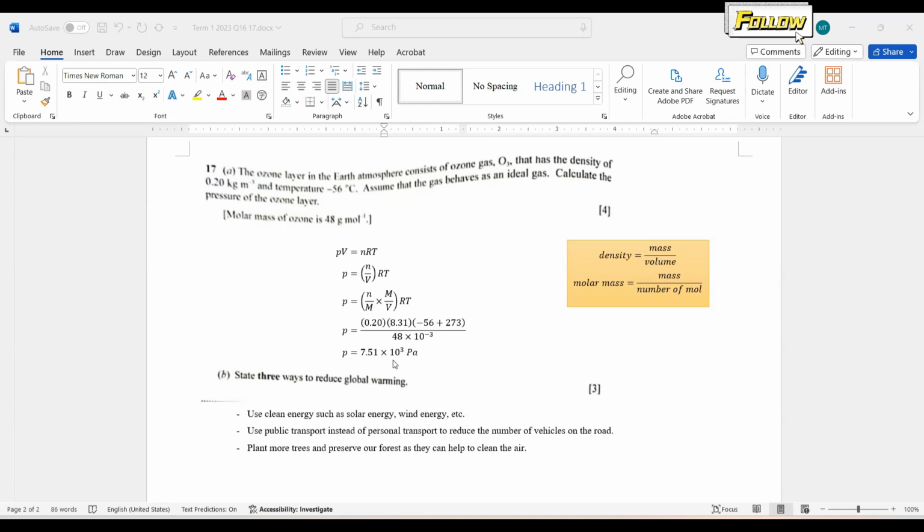So the next question is the ways to reduce global warming. I guess this should not be a problem. Here are some suggested answers, such as using clean energy, public transport, and also planting more trees could help to reduce global warming. So that's all for section B.